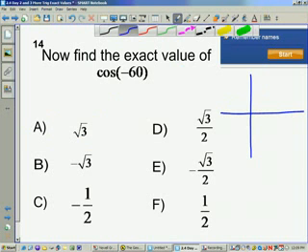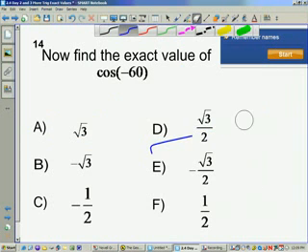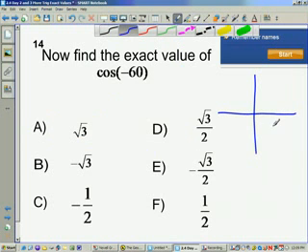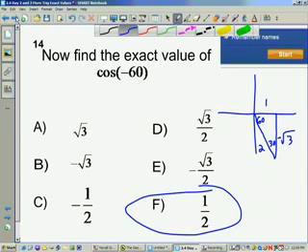Cosine of negative 60. So that means instead of going counterclockwise, I'm going to go clockwise 60 degrees. My machine is going nuts right now. So let's do this one again. We're going to do 60 degrees clockwise. So 60, 30. So I'll have 1, 2, root 3. And just the root 3 would be negative. So cosine would be 1 over 2.